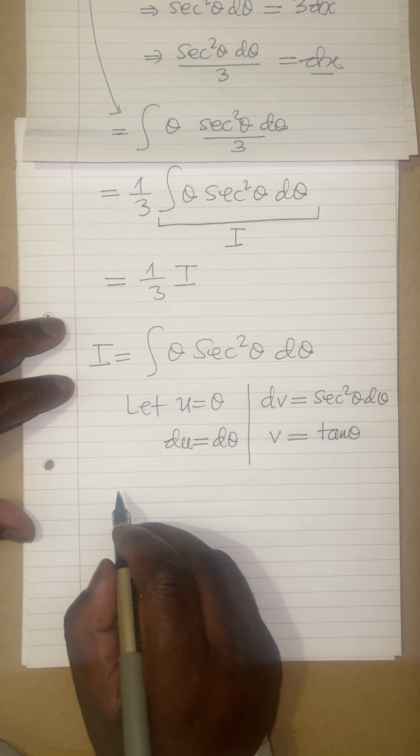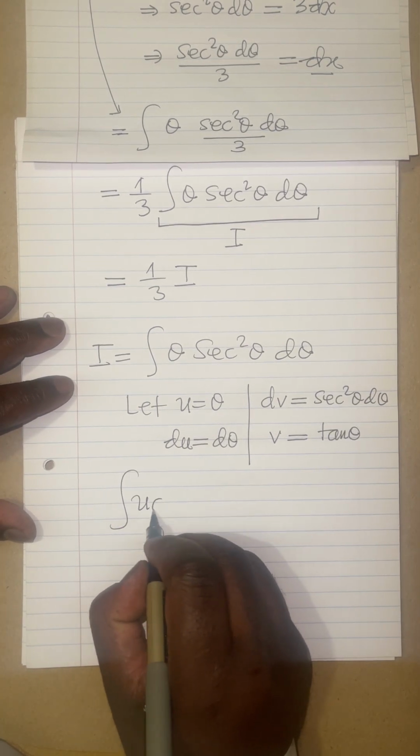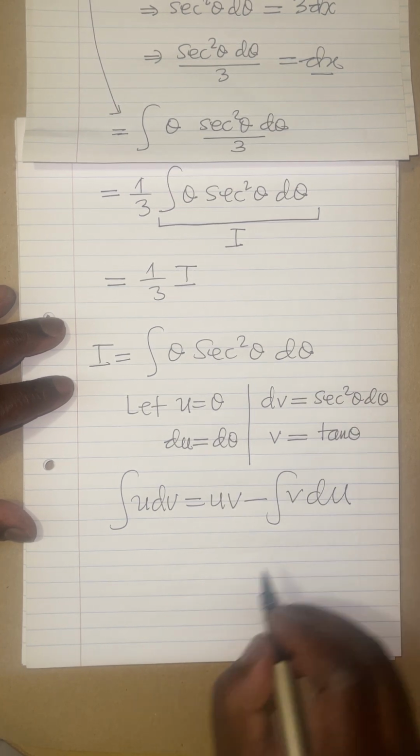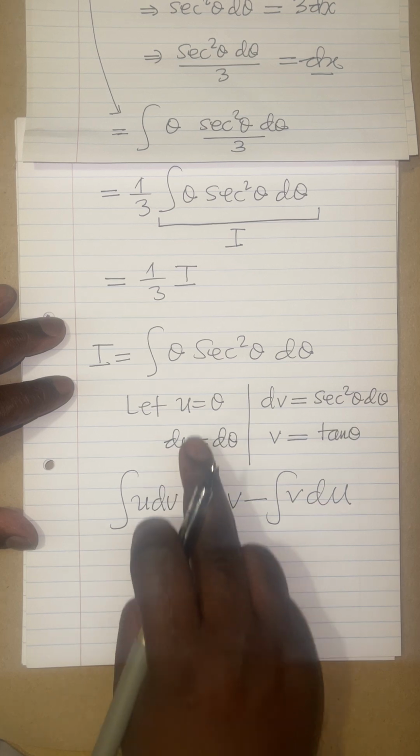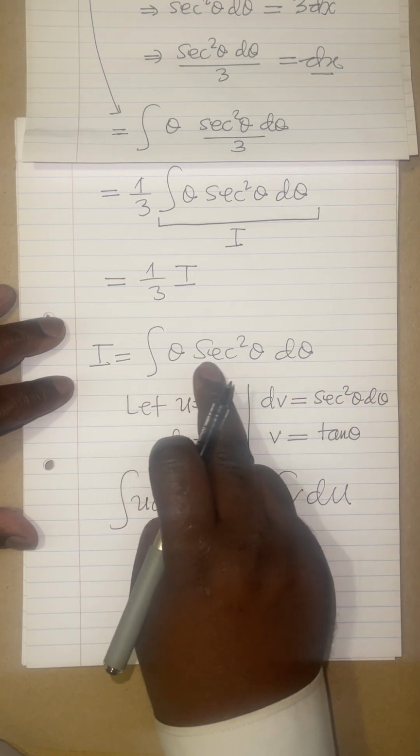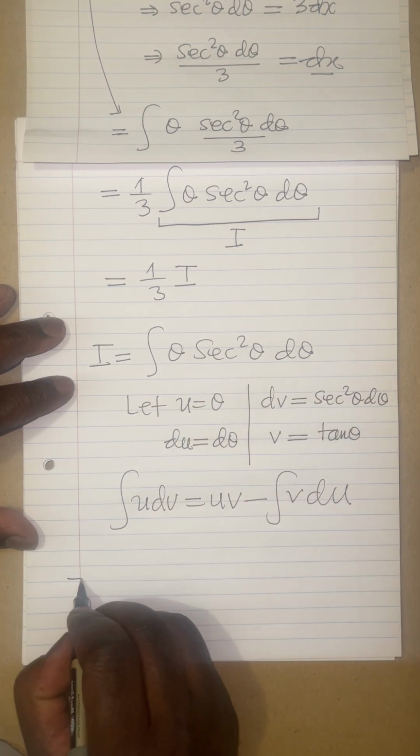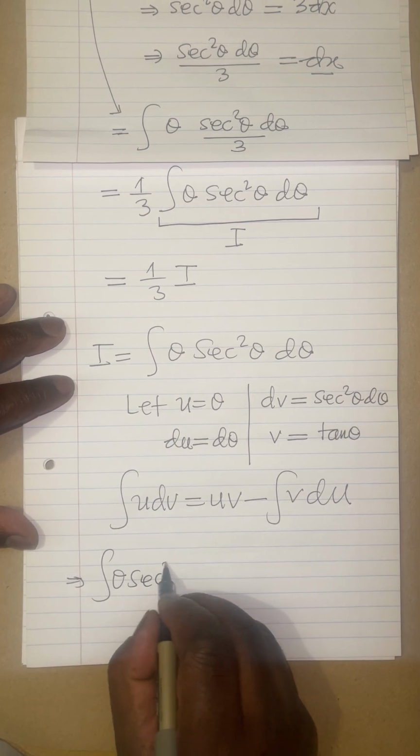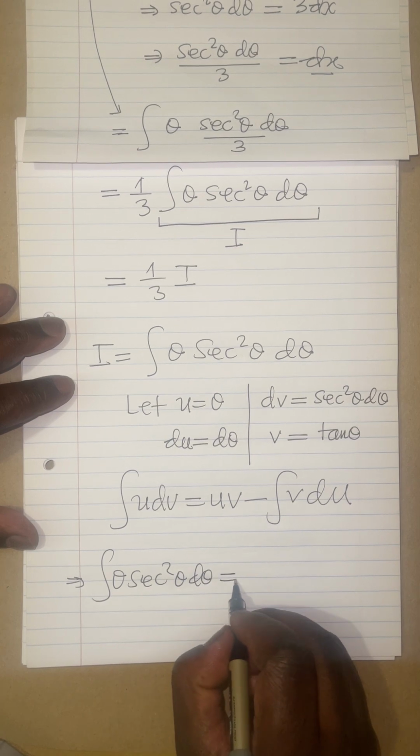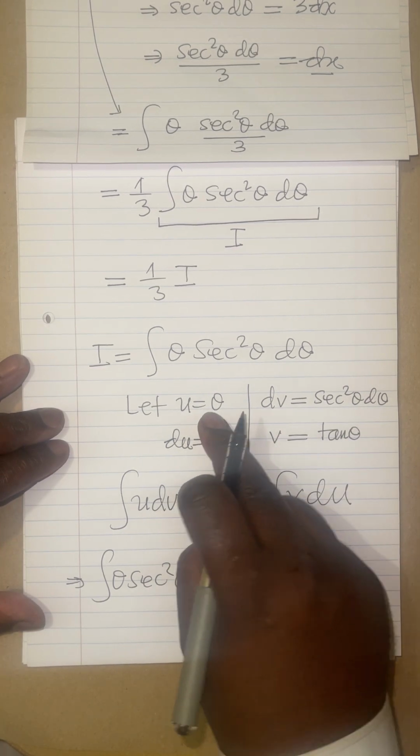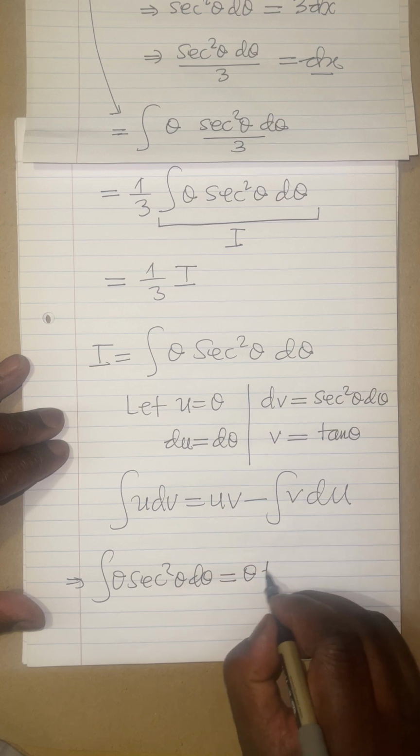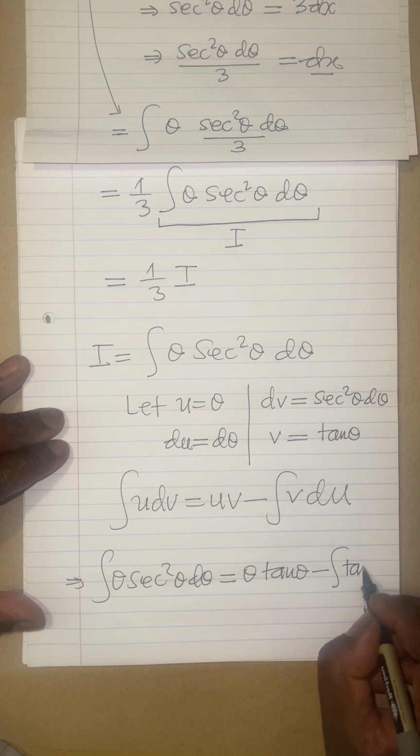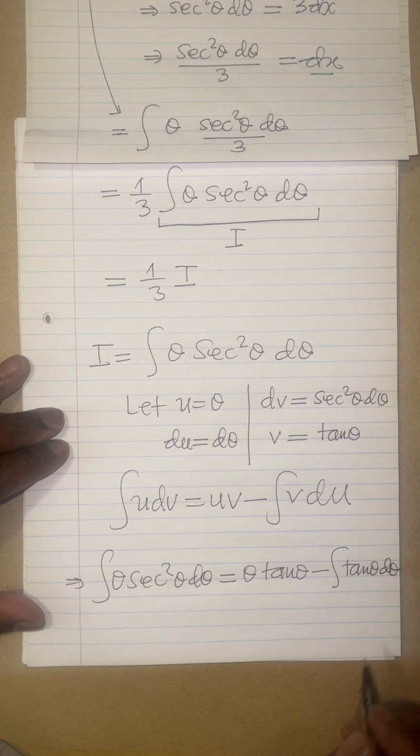So the integration by parts formula says the integral of u dv is equal to uv minus the integral of v du. Now notice this part here. U dv is basically this expression here, because we said that's u and that's dv. So let's just rewrite it, which is our I, of course. So this is the integral of theta sec squared theta d theta, which must be equal to, what is u? Where u is theta. What is v? Where it's tan theta. Minus the integral of, what is v? Where it's tan theta. And then we are saying d theta.